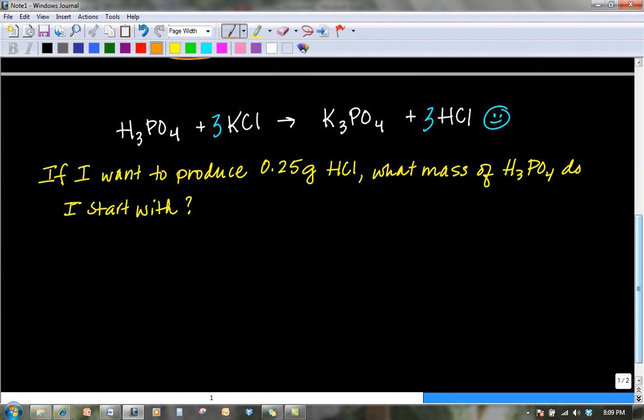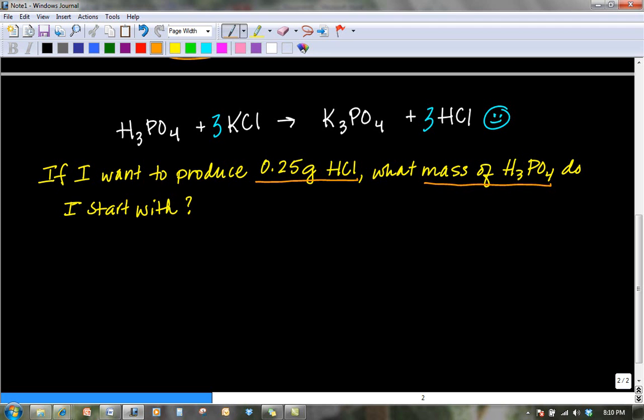Same equation, different question. If I want to produce 0.25 grams of HCl, what mass of H3PO4, hydrogen phosphate, do I start with? So again, this is one of the ones where I know what I want to end up with, so what do I have to react? Even though it sounds like we're starting from the end, that's okay. We're able to do that with stoichiometry.